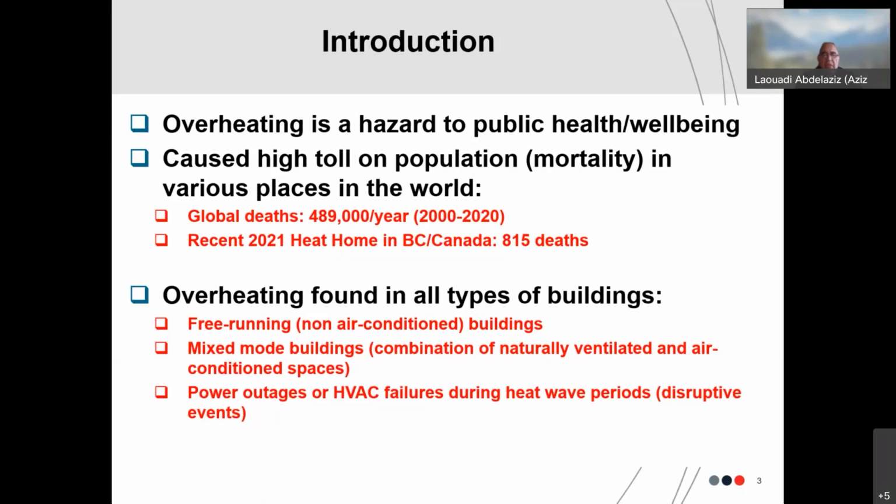Overheating is found or may be found in all types of buildings, namely free running buildings or buildings without air conditioning, mixed mode buildings which combine natural ventilation with air conditioning, and buildings during power outages or HVAC failure during heat waves.